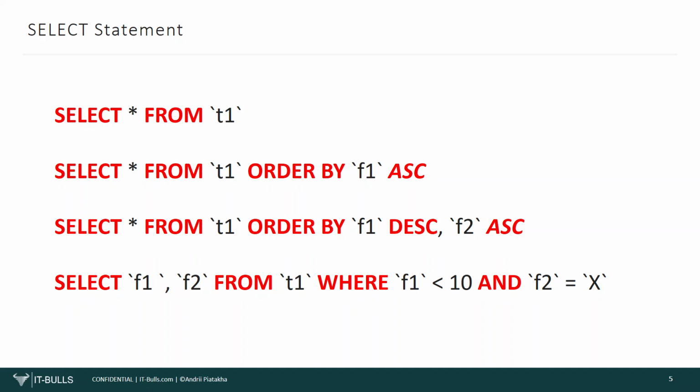You can write select followed by an asterisk, from, and specify the table name. Asterisk stands for all attributes. This is like a mask that is used to extract all attributes of the selected tuple.